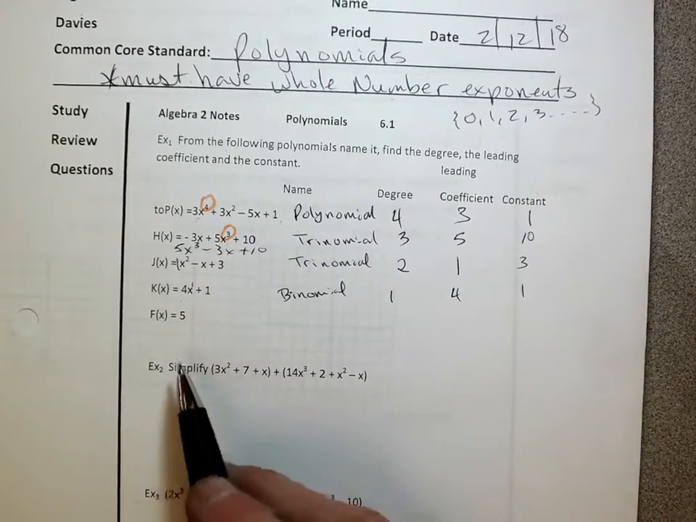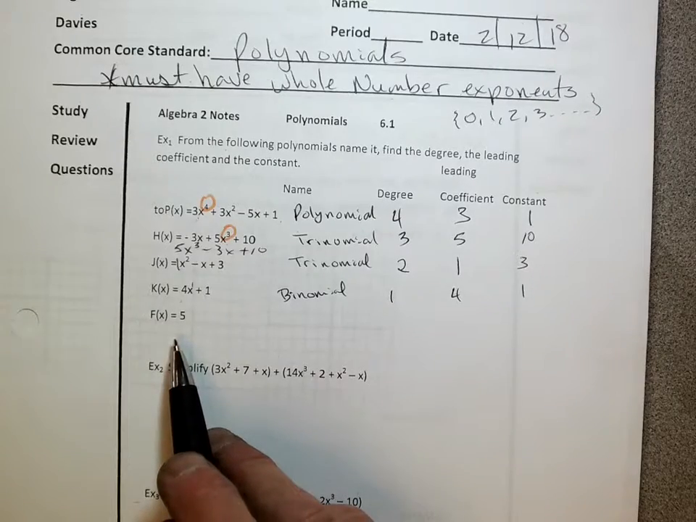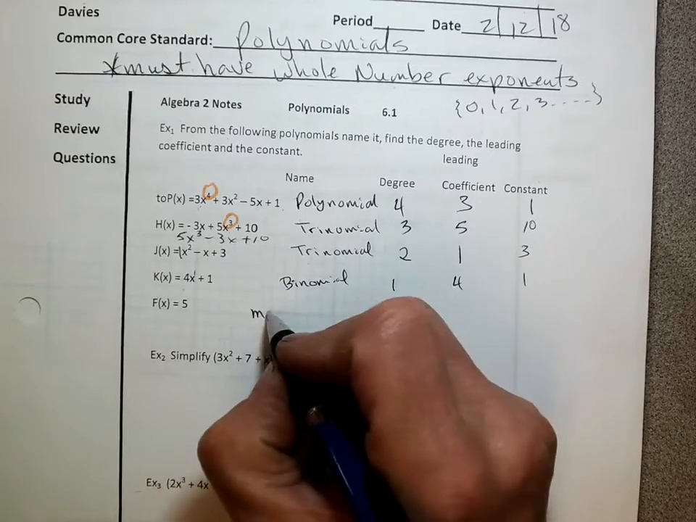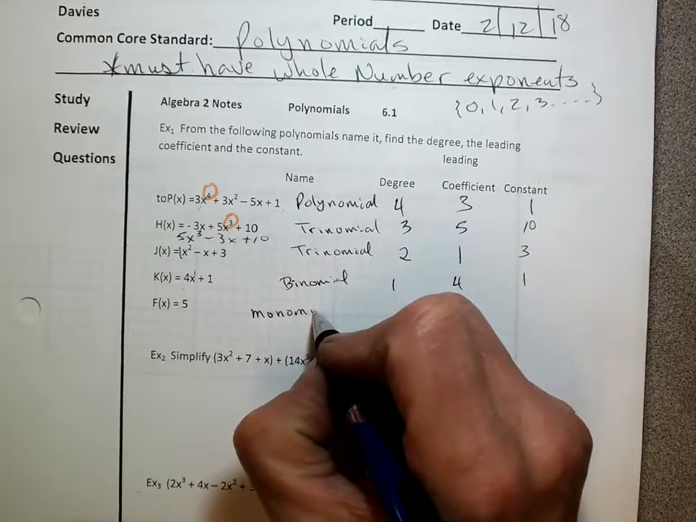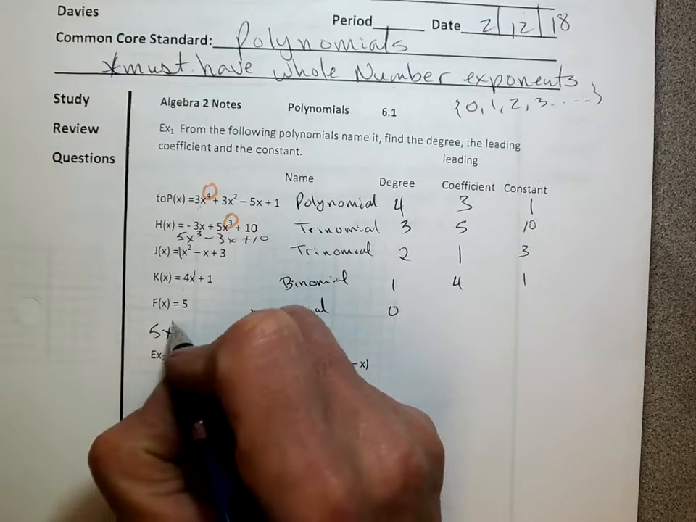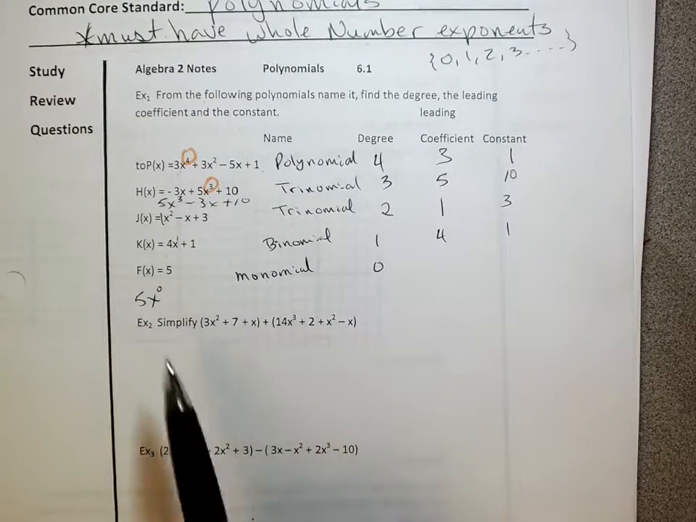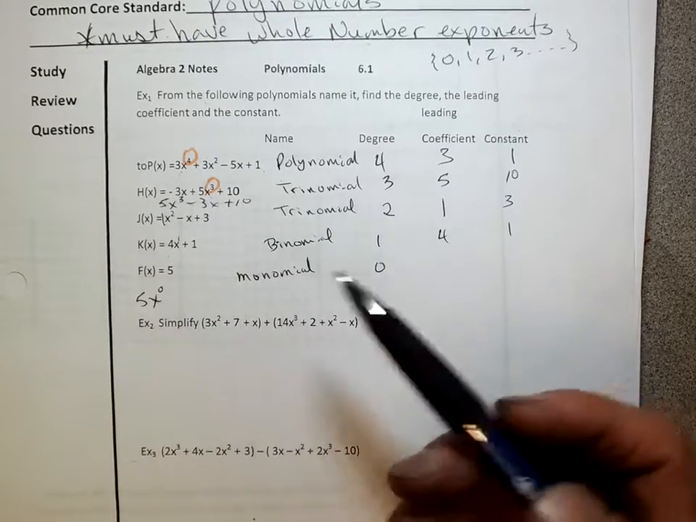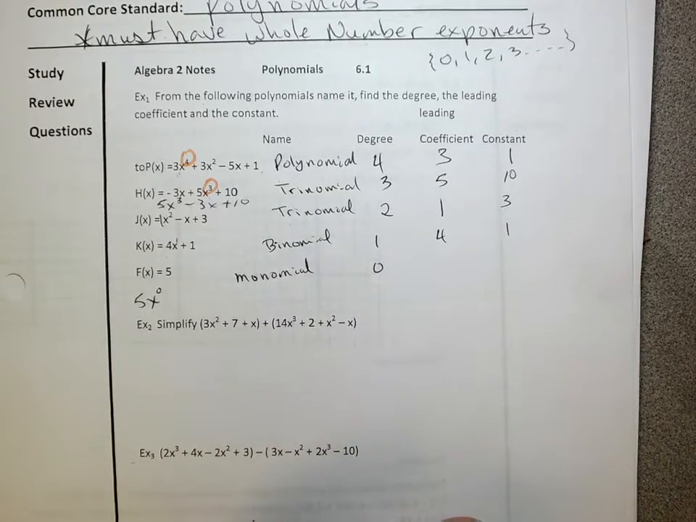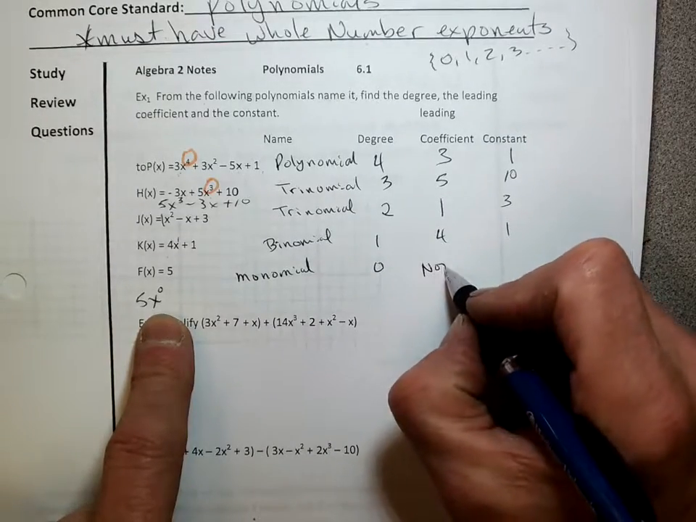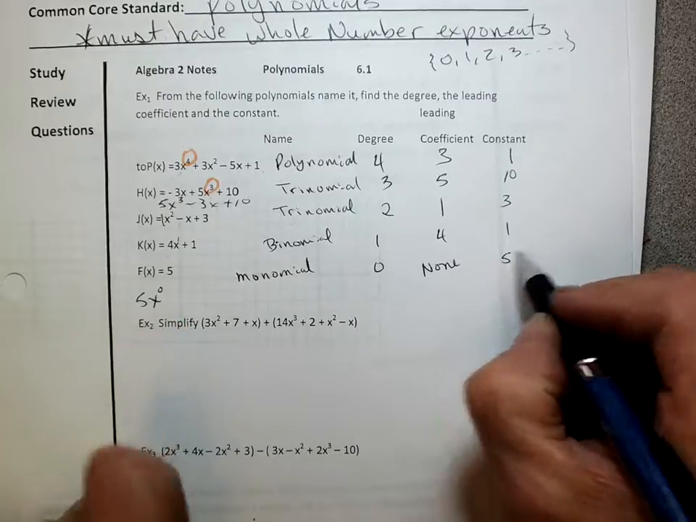F of x equals 5, all by itself. It's just only 1 term, so it's called a monomial. Degree is 0 because we could write it as 5x to the 0 power. We wouldn't normally write it that way, but we could, right? It has no x, so its degree has to be 0. It doesn't have a leading coefficient. We'll say none, but we'll say the constant is itself, which is 5, okay?